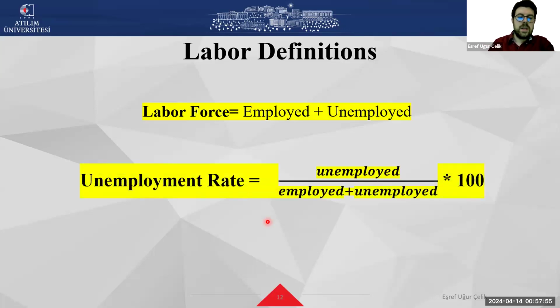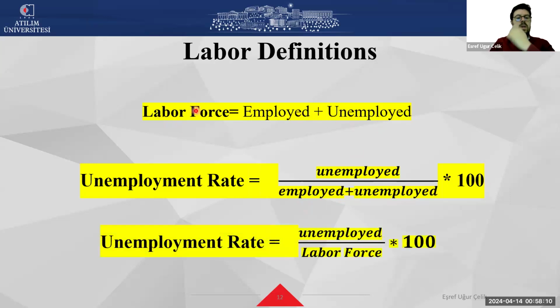Then the second formula is unemployment rate. Unemployment rate equals unemployed divided by employed plus unemployed, multiplied by 100. Employed plus unemployed is called the labor force, so if you want, you can write it that way also. This is the second formula.